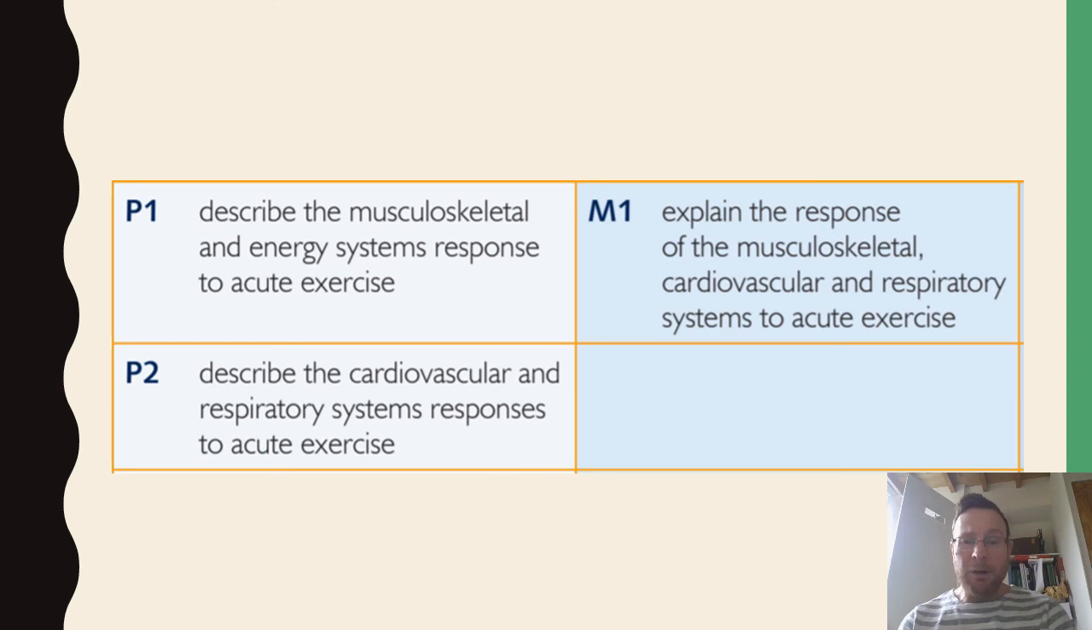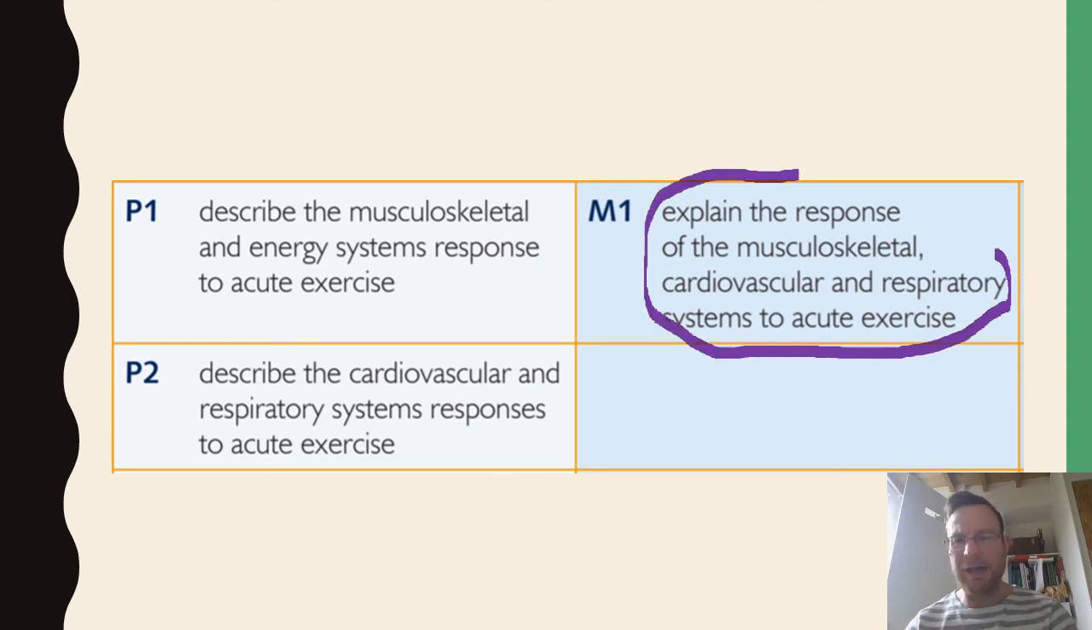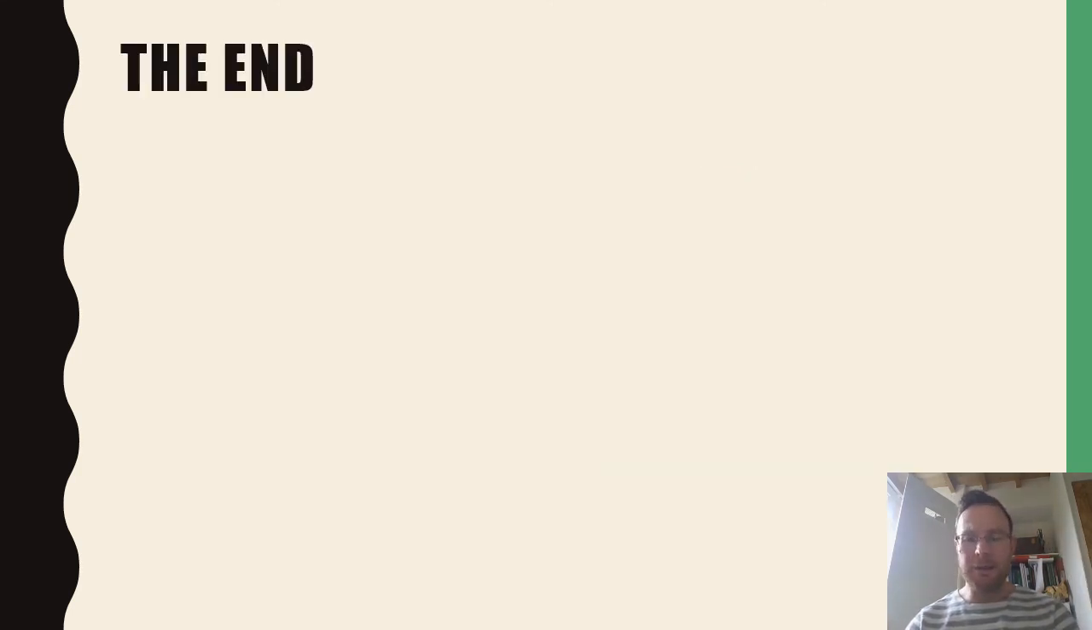So in summary, we've just done a quick blast through all these key elements. You hopefully should have enough ammo to be able to explain all of the responses of those systems in that shorter term acute stage of exercise, as the body affects a response to increasing exercise demands. And that is the end.